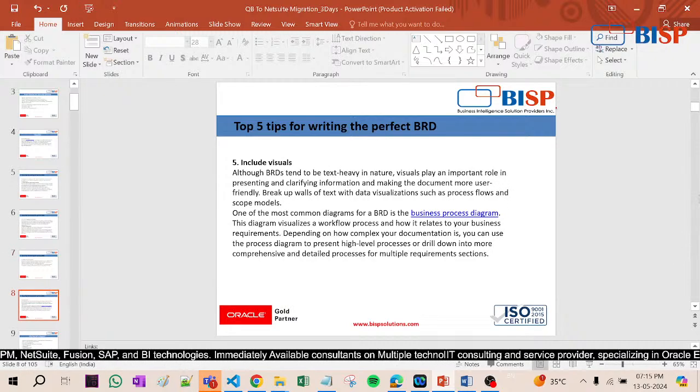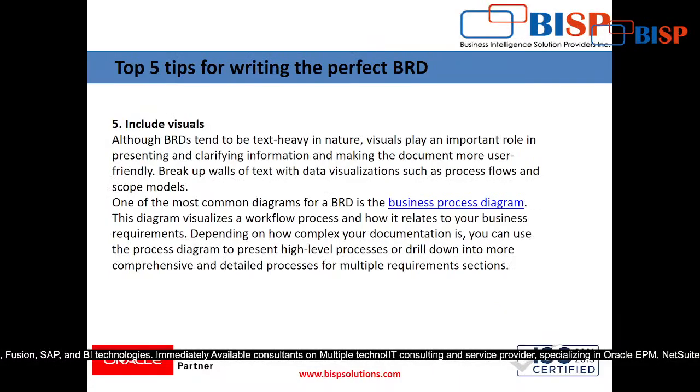Another is, yeah, that's the 5th tip. Include visuals. Now, why include visuals? Let me give you an example. See, higher authorities, they are habitual of reading large documents, right? They have the habit of reading long text and newspapers and novels, everything. So that's why they have no problem with reading a text heavy document.